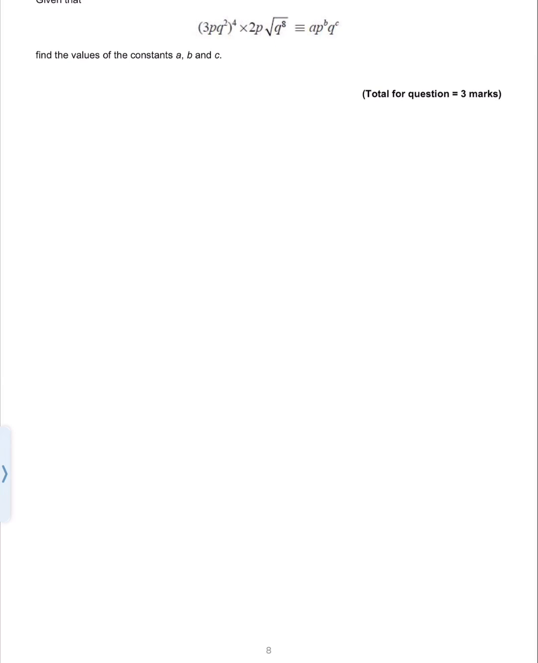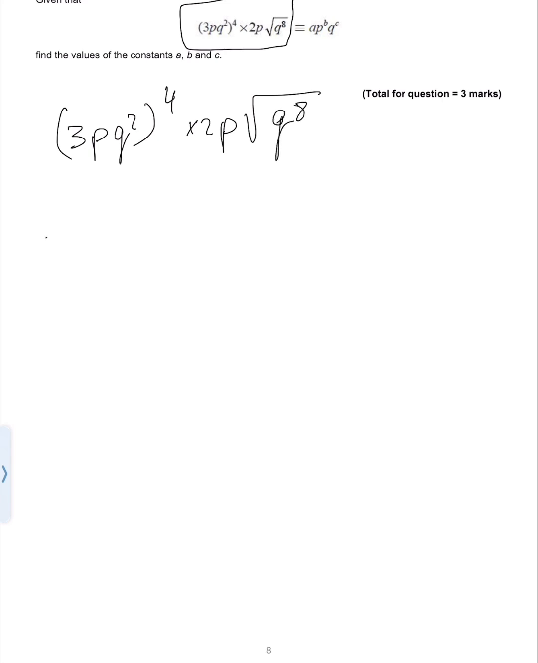Here is one more question on indices. So we have to write this in the form a, p to the b, q to the c. So we start with the left hand side. We have 3pq squared, to the power 4, times 2p root q to the 8. 3 to the power 4 is 81.